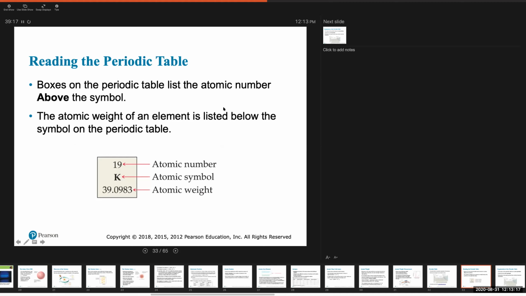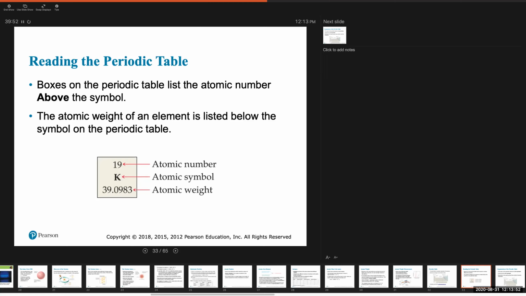When we look at a periodic table, usually they write things a little different than the way I showed you before, with the atomic mass as the superscript and atomic number as the subscript. Usually in the periodic table, you'll have the atomic number on top. In this case, for potassium, it's 19. And then the atomic weight is 39.0983. So let me ask you this. Based on that information, how many neutrons does potassium have?